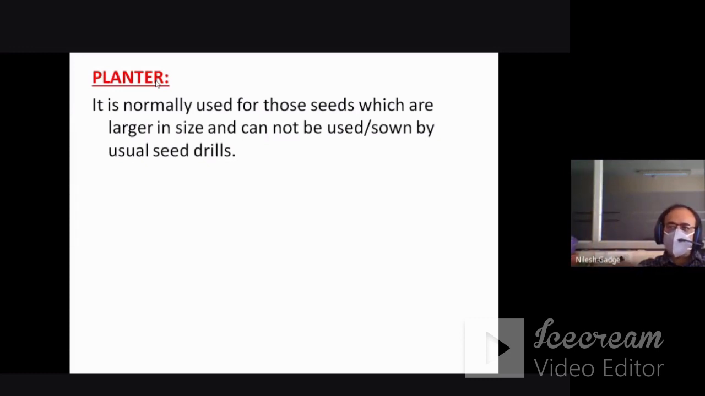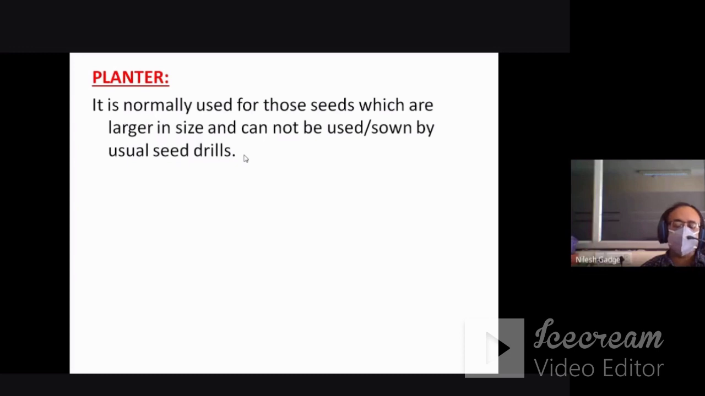Potato planter is also there. Sugarcane planter is also there. Then soybean, and for maize, there are larger size seeds like groundnut, which are sown by the planter. So it is normally used for those seeds which are larger in size and cannot be sown by usual seed drills. This is the first difference between seed drill and planter: seed drill is used for smaller size seed, planter is used for larger size seed.